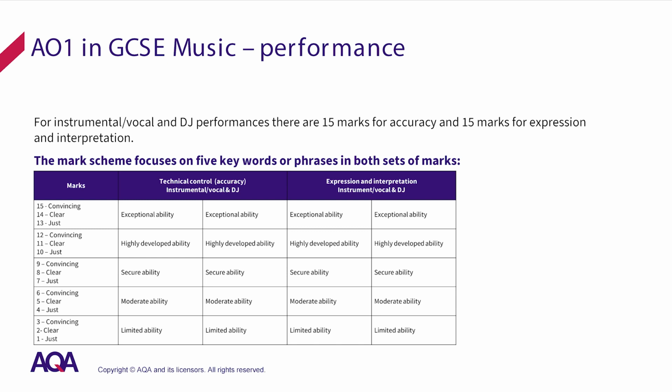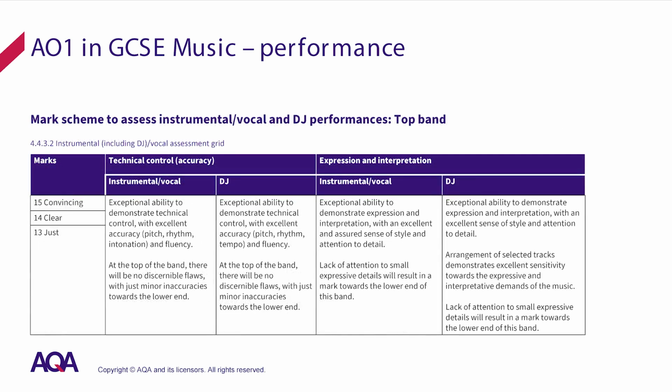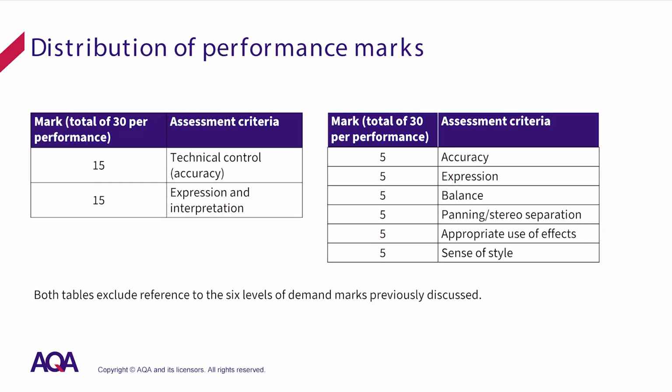Let's now look at the top band of the mark scheme. There is a great deal of common ground between the descriptors for instrumental or vocal performances and DJing. In the column for technical control, tempo has been added and intonation taken out. In the column for expression and interpretation, an additional paragraph has been added to cover the selection of tracks, as their choices are crucial to the overall effect. For production via technology, the same two areas have been maintained: technical control, accuracy, and expression with sense of style.